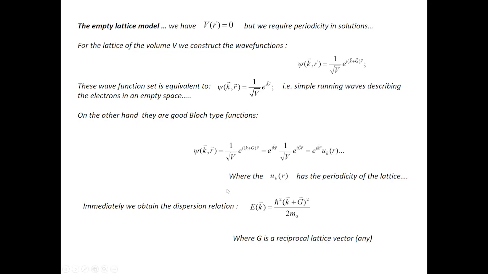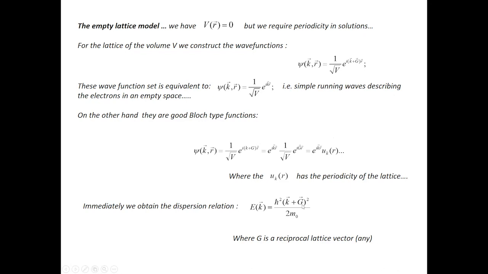So you can represent these functions in that way here, and you see that you have good Bloch functions, because this part has the periodicity of the lattice. So this is a Bloch function, having the periodicity of the lattice. And then you immediately obtain a dispersion relation like that.